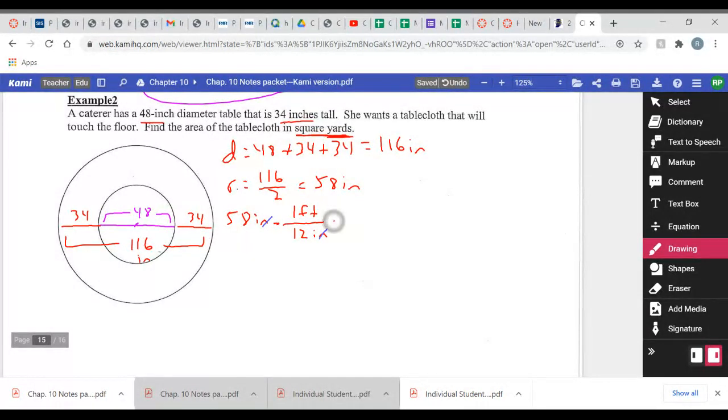Then I'm still trying to get feet to yards. So I do know that there are 3 feet in 1 yard. That's an equivalent unit. So now I know my feet will cancel out. And now I'm left with yards, which is what I was going for. So if I multiply the numbers on the numerator, 58 times 1, I get 58 yards. On the denominator, I get 12 times 3, which is 36 yards.